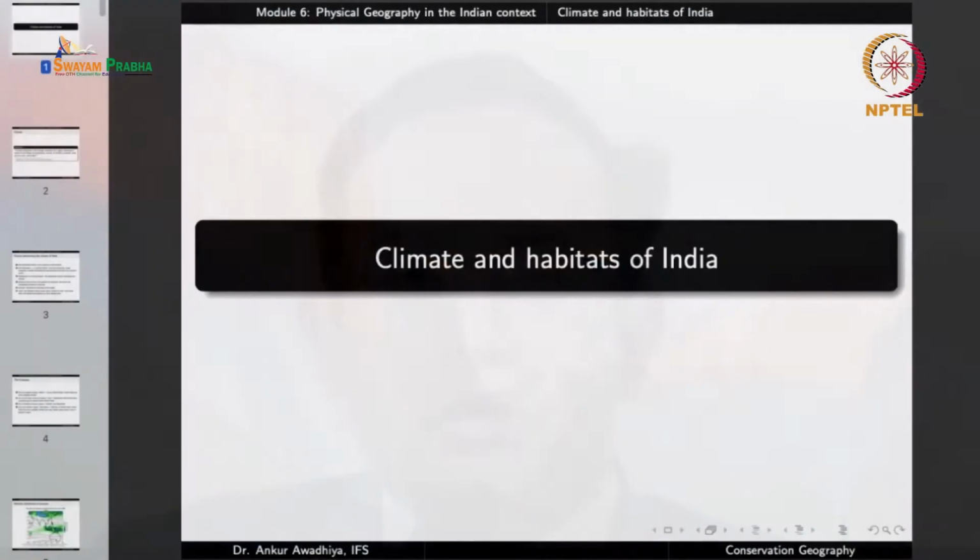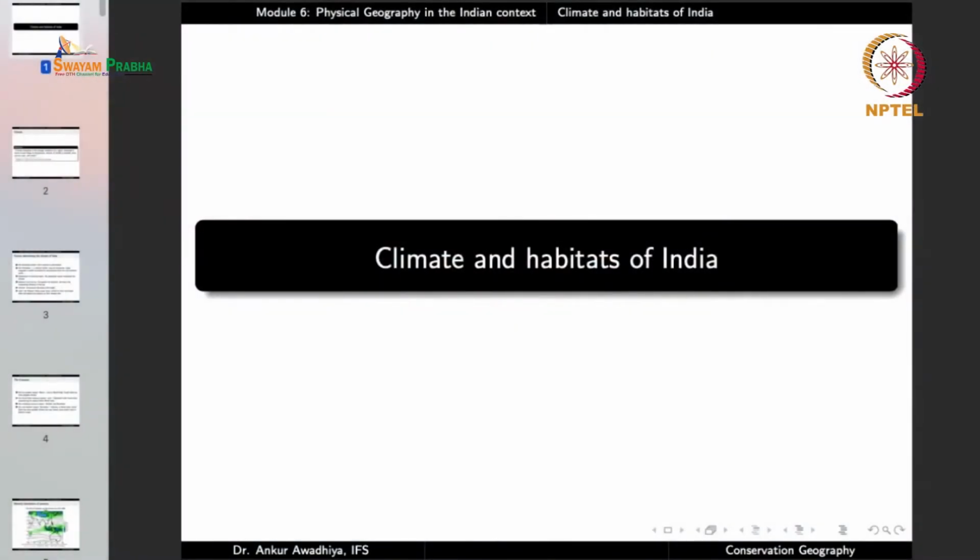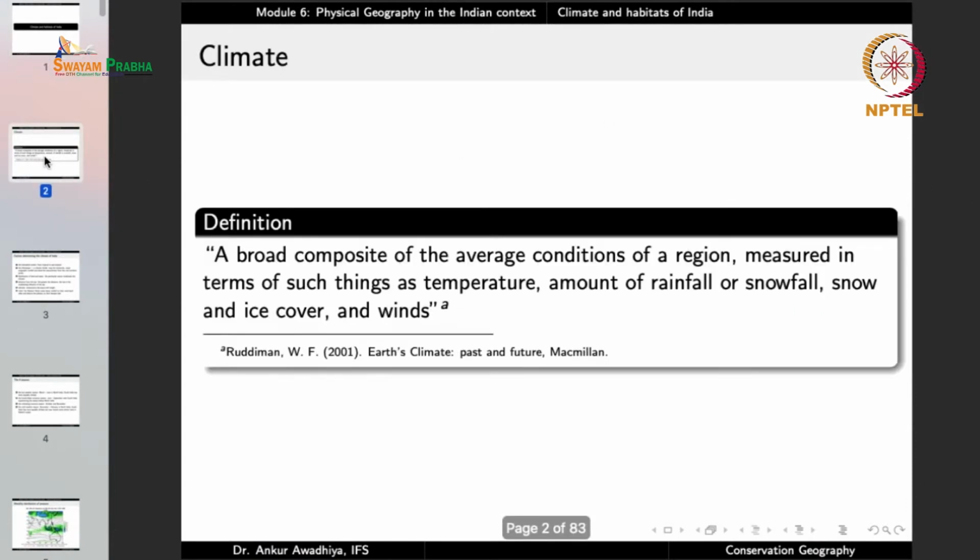Namaste. We carry forward our discussion on physical geography in the Indian context, and in this lecture we shall explore the climate and habitats of India. Now we have seen before that climate is a broad composite of the average conditions of a region measured in terms of such things as temperature, amount of rainfall or snowfall, snow and ice cover and winds.